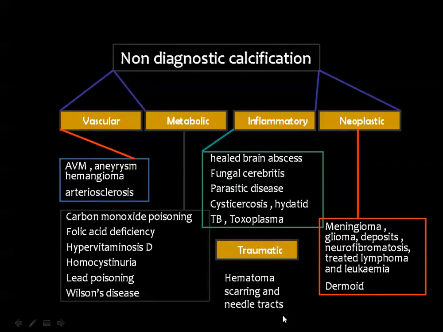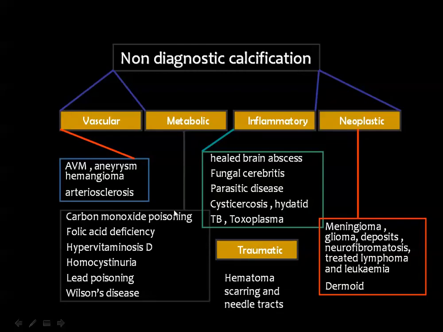Then there is a long list of non-diagnostic calcium in the brain. By non-diagnostic calcium, I mean that whenever you see this calcium, you cannot reach a differential diagnosis unless you have a supportive clinical or other imaging finding. These non-diagnostic calcifications may include vascular calcifications as seen in arteriovenous malformation, aneurysms, and hemangioma or cavernoma in the brain, and also in arteriosclerotic changes.